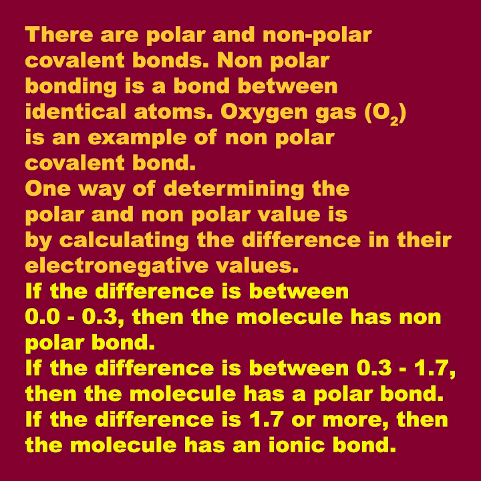One way of determining the polar and nonpolar values is by calculating the difference in electronegative values. If the difference is between 0.0 to 0.3, then the molecule has nonpolar bond. If the difference is between 0.3 to 1.7, then the molecule has a polar bond. If the difference is 1.7 or more, then the molecule has an ionic bond.